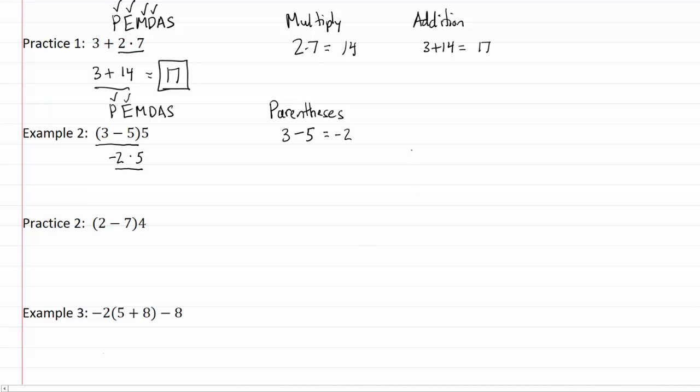I've got to multiply negative 2 times 5. So I'm going to multiply negative 2 times 5. Now I have a negative times a positive, so my final answer is going to be negative, and then 2 times 5 is going to get me 10. So this all simplifies to negative 10. So there's my final answer. I've multiplied, I've got no division, addition, or subtraction, and so we're through with the PEMDAS.